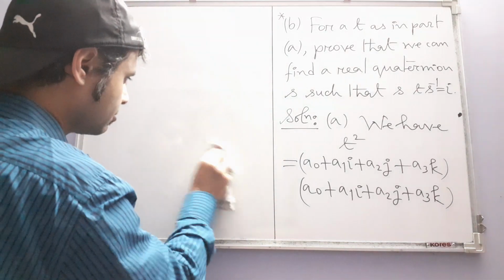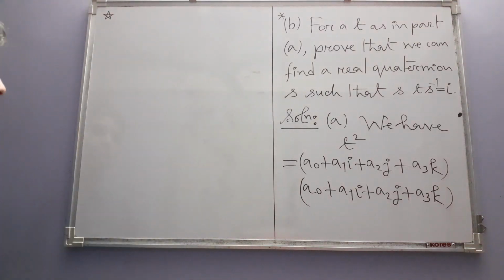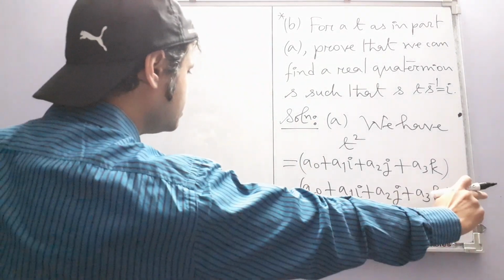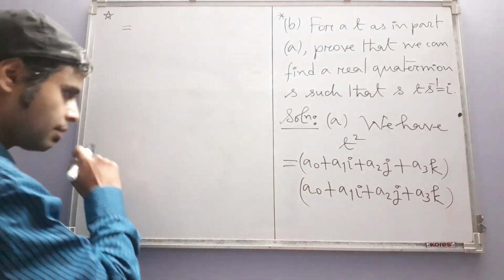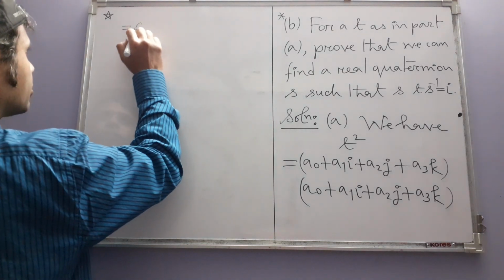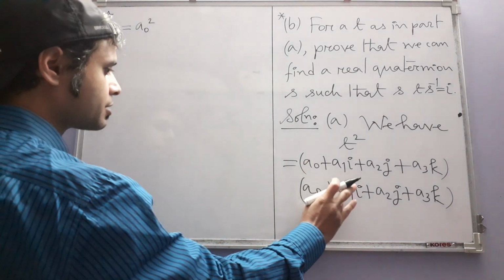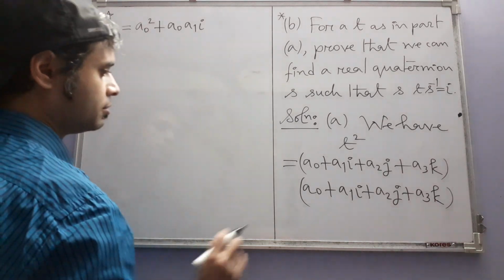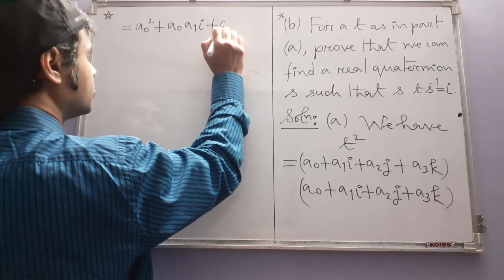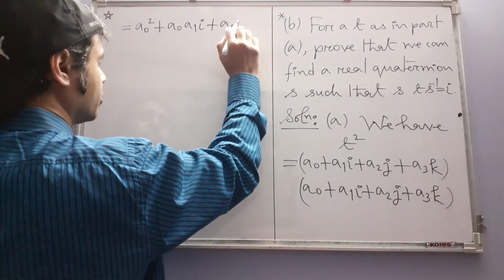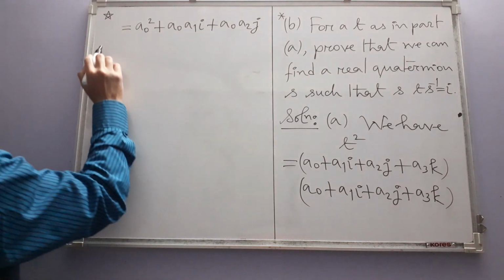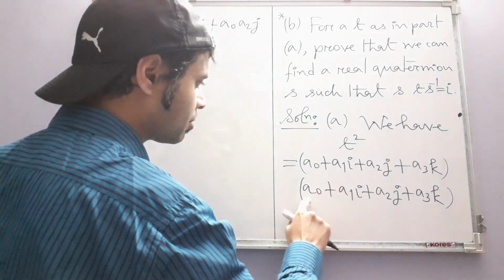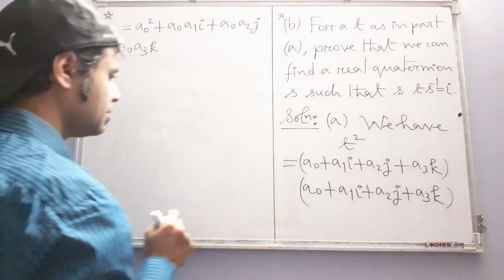These black smudges I could not avoid. Somehow they keep reappearing. Anyway, so this would be equal to, first we multiply this by A0 using the left distributive law. So A0 square plus A0 A1I, plus A0 A2J. The first one is easy because it has only A0. Plus A0 A3K.